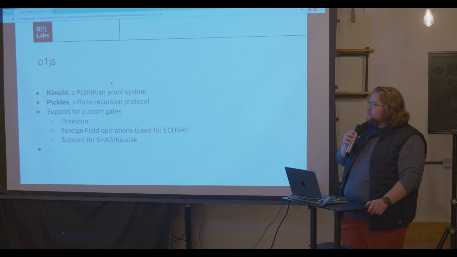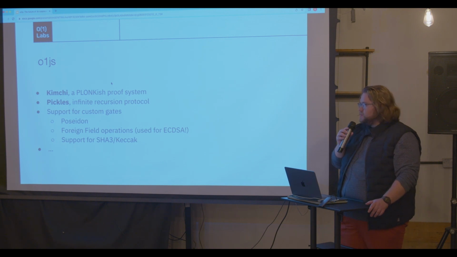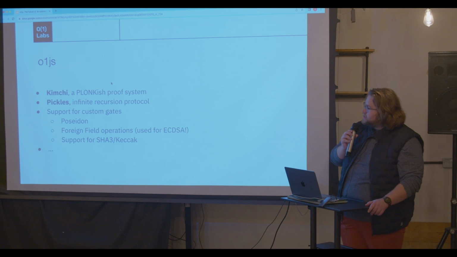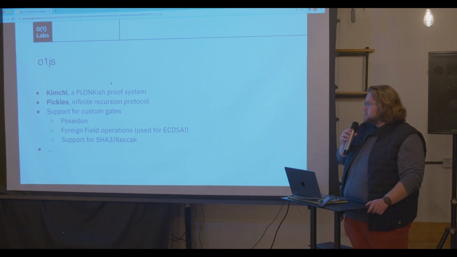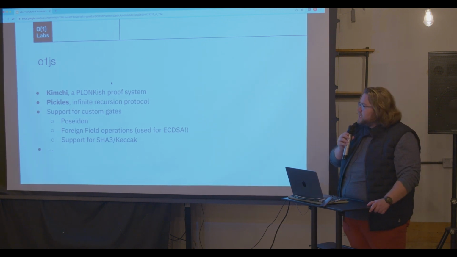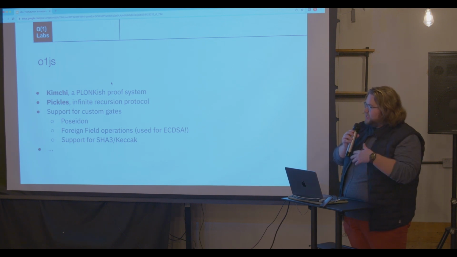Kimchi is our proof system, and Pickles is the infinite recursion protocol layer that allows us to compose arbitrary smart contracts on-chain, and also your application in smart contracts or standalone ZK circuits. We do have a few cool features, including all sorts of custom gates for Poseidon hashing, for in-field operations, and for example also for ECDSA. We will have support for SHA-3 very soon, and we are also working on all sorts of other improvements to the proof system that aren't mentioned here.